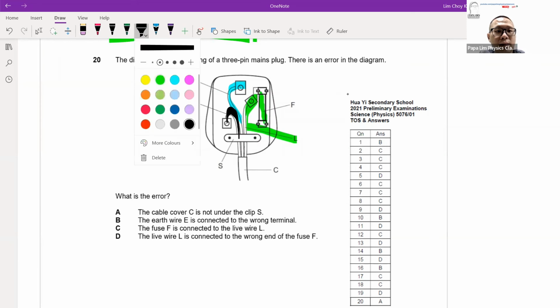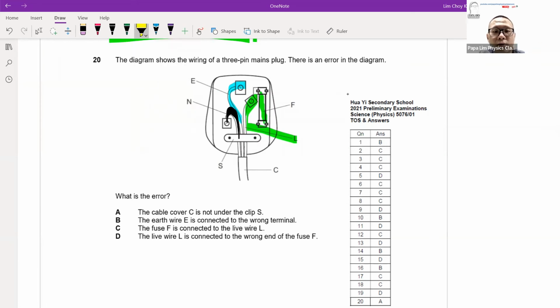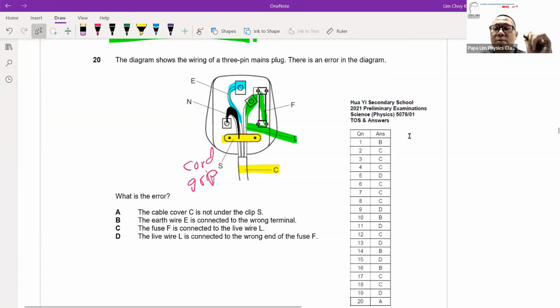Other than the 3 cables in the circuit, what we are looking at here is the cable here, and the item S, which we call the cord grip. The purpose of the cord grip is to grip the cable, the casing. The cable, the insulation, everything should be under this cord grip, so that if an external factor, let's say I pull the cable, the whole 3 wires inside will not fall out straight away.